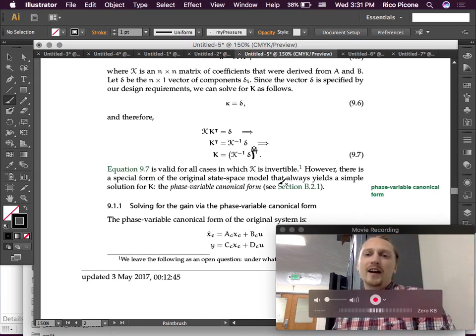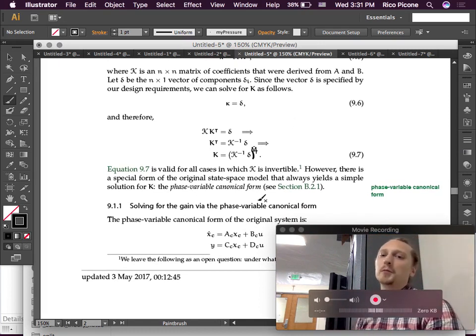We've got the phase canonical form in our back pocket. We can always change to phase canonical form if we want. We'll just whip up a controllability matrix, and we're off to the races. We're good to go.